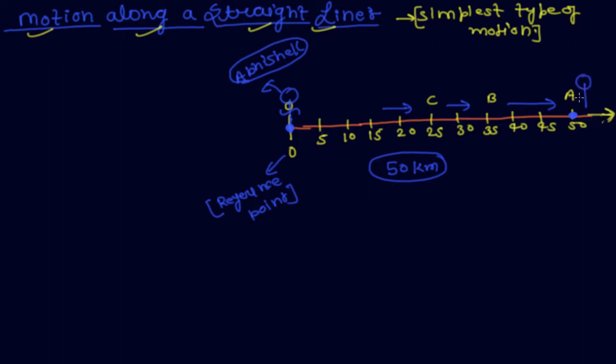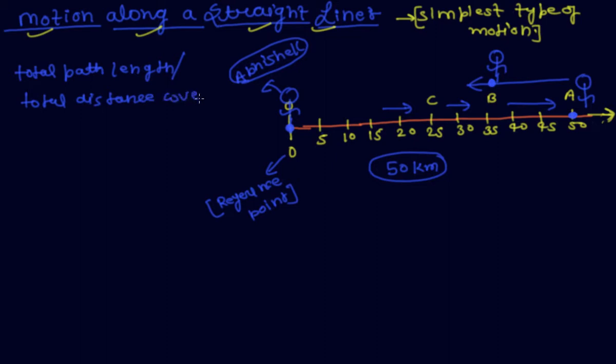Now Abhishek moves back from point A to B. So if I find the total distance or total path length covered by Abhishek, then first O to A, so distance OA, plus then backside from A to B. So the total distance traveled is equal to OA plus AB.